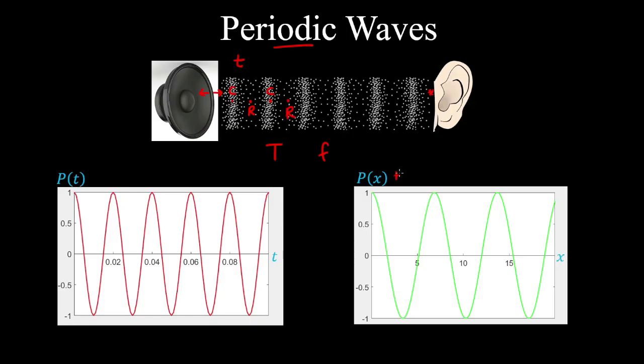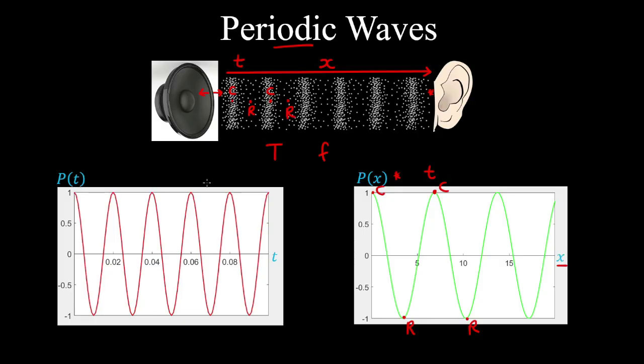So this graph represents the pressure versus the distance from the speaker at a specific time t. So this is a snapshot of the medium at a particular time. So we have a compression region followed by rarefaction, back to compression, and so on along the x direction.